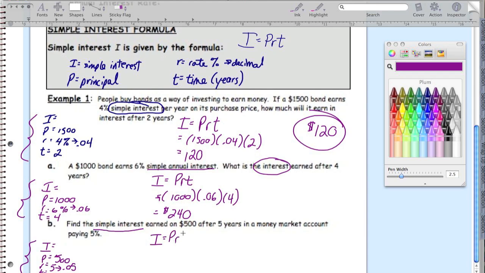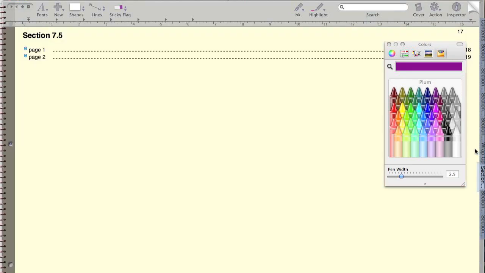So I equals PRT, 500 times 0.05 times 5 years. We find 125. So $125 interest is earned from this money market account. And these are probably a lot of words you hear your parents possibly talking about.